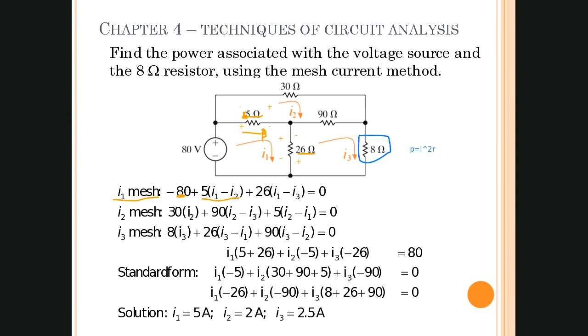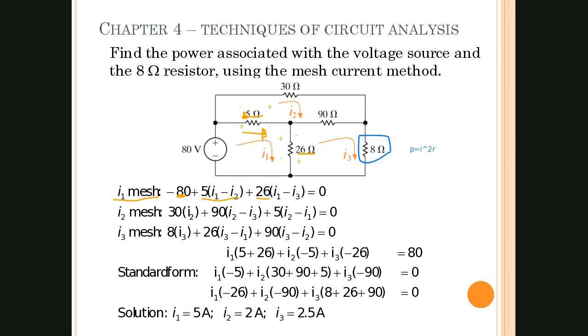So you guys can see what the 26 ohms times I1 minus I3. And this all has to balance out to 0 because KVL says all the voltages in a loop have to sum to 0. And that's it. We're done with the first equation.